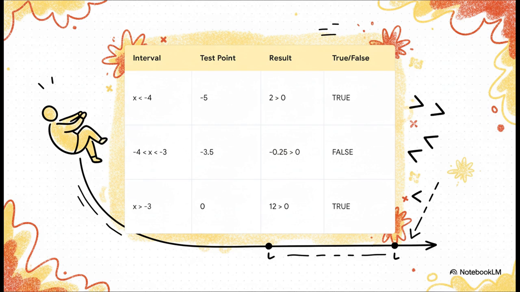Is 2 greater than 0? Yep, so that whole zone is true. For the middle, let's try -3.5, which gives us a false result. And for the right side, let's pick 0. That's always an easy one to test, which gives us 12.